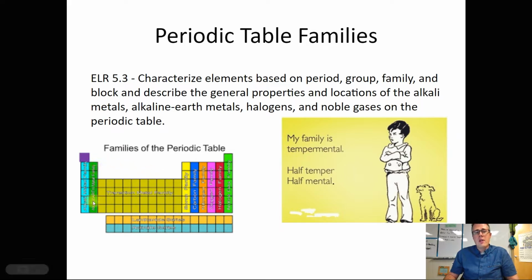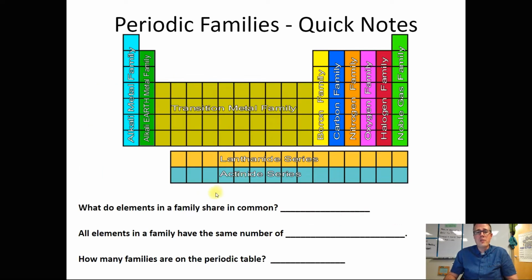And every element in a family has similar properties. We've already talked about why, and it's those valence electrons. But no element in a family is identical to the others, just like a real family. So on your quick notes, or on your paper, there are some quick notes we have to take.